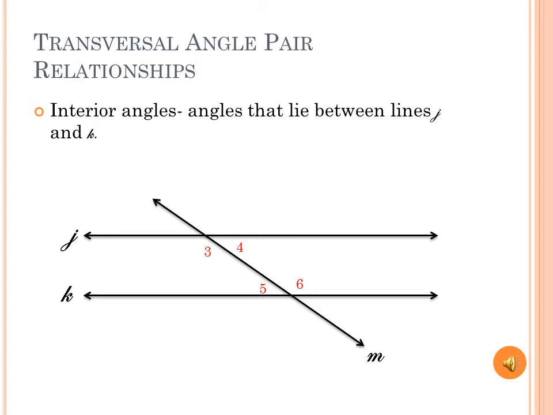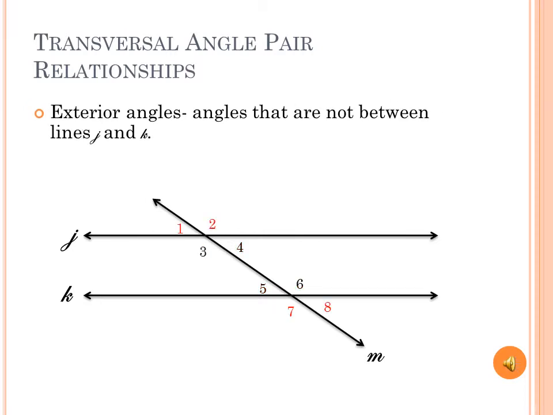Now we are going to talk about transversal angle pair relationships. Interior angles. They are the angles that lie between two transversals that intersect the same line, such as 3, 4, 5, and 6. Exterior angles are the angles that are not between lines J and K, like 7 and 8 and 1 and 2.